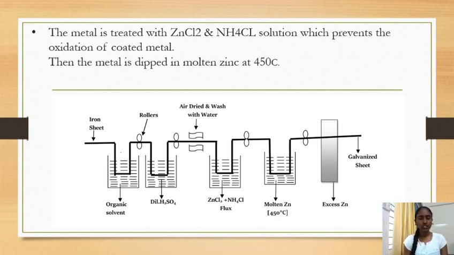The galvanization process looks similar to this, where the iron sheet is dipped in an organic solvent and then H2SO4 solution, dried with hot air or washed with water, and then dipped in the zinc chloride and NH4Cl solution, and later dipped in molten zinc, and then we get the galvanized sheet.